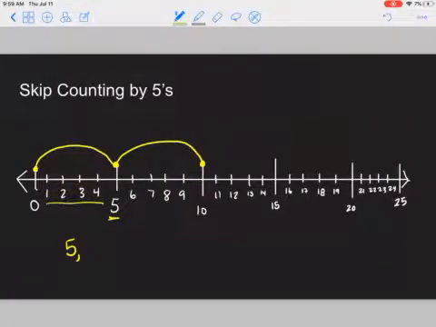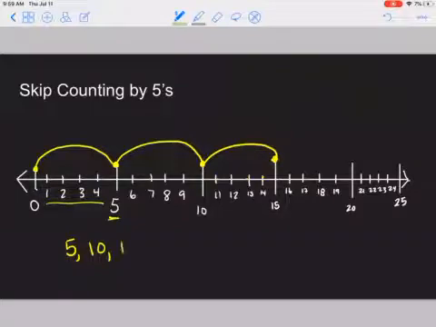So I'm going to write that number down. We skip count by another 5. To skip over 4 numbers, 1, 2, 3, 4, we're going to skip over 11, 12, 13, 14 to get to 15, because we're skip counting by fives.